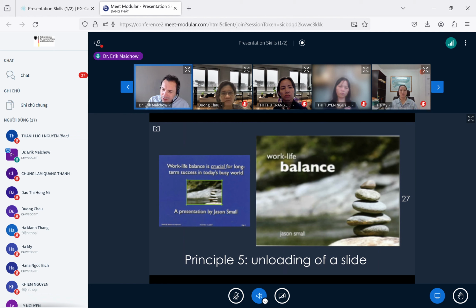In this case, he used the first principle too, so there's a contrast. Balance is written very big, so basically the headline is just one word. It's balance. What kind of balance are we talking about? Work-life balance. Anything that Jason Small wants to add, he can add by saying it, but you don't have to write all the information on your sheet. It's even better if you have less information.